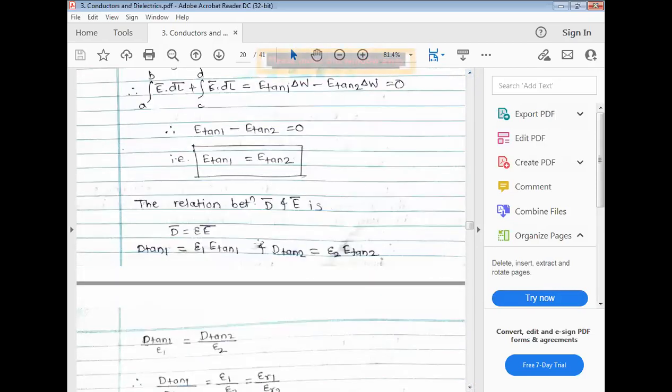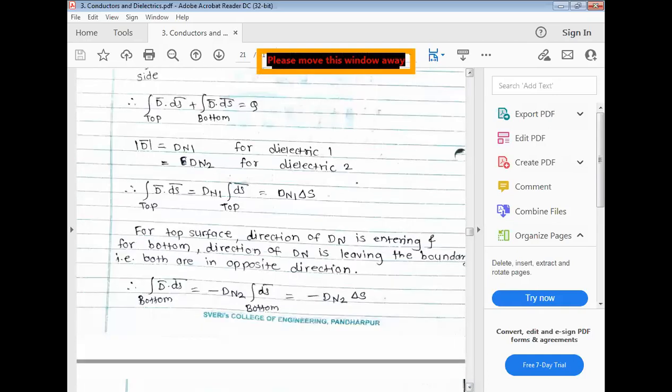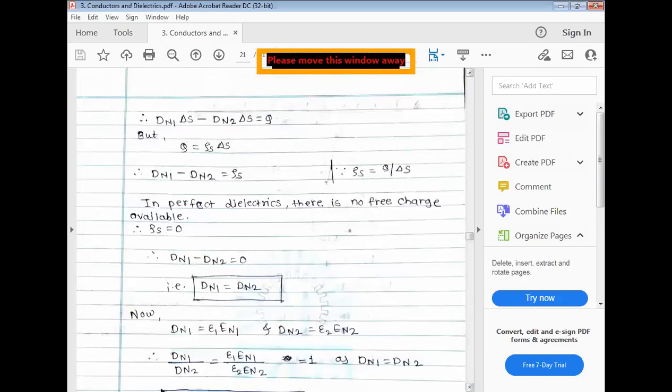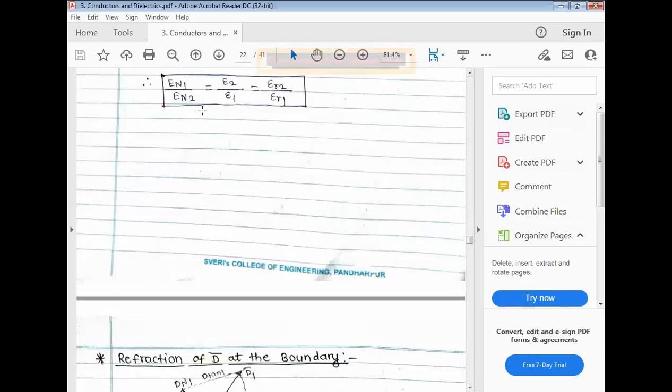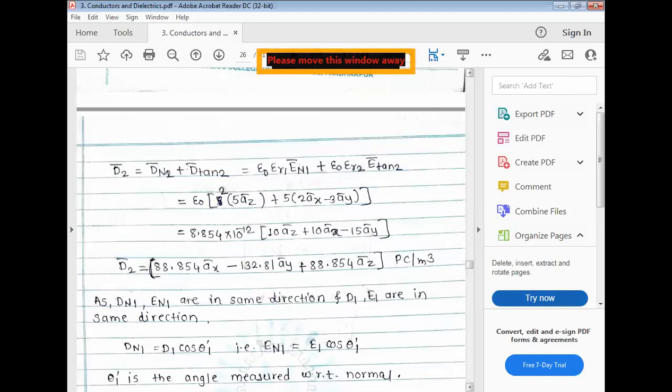Okay, this tangential component is the same, and the electric field intensity and electric flux density are related with epsilon. Okay, tangential component. And when you are considering the normal component of electric flux density, it is the same, Dn1 is equal to Dn2. But if you take the normal component of electric field intensity, then it is related with the epsilon r. Okay, so in this way you have to remember. Then refraction we have seen, and example also we have seen.